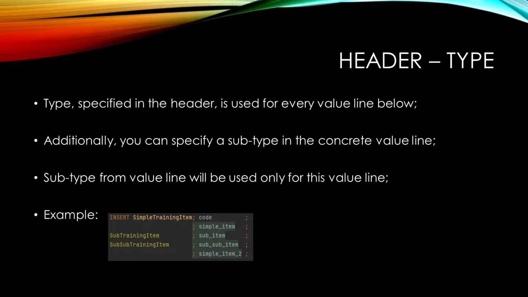Type from the header is used for every line. However, you can specify the subtype for a concrete value line. This subtype will work only for that single line.